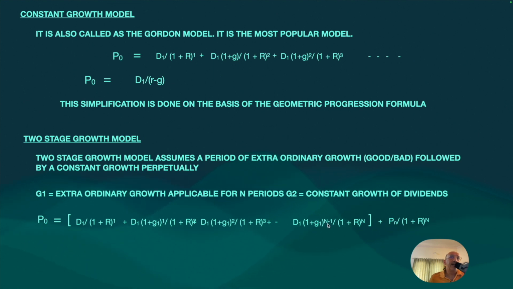It will come up till here: D1 into (1 plus G1) to the power of n minus 1 divided by (1 plus R) to the power of n. This n period may be 5 years. If this is 5 years, then (1 plus G1) to the power of n minus 1 becomes the power of 4. So for n periods, you are going to calculate the dividend, plus after the nth period, the value of the equity share on the nth period. Suppose n period is 10 years we have taken, on the 10th year the equity share must have also changed value. So Pn is the equity share value after 10 years divided by (1 plus the rate of return) to the power of n. Now this component will be analyzed again. This will remain the same.